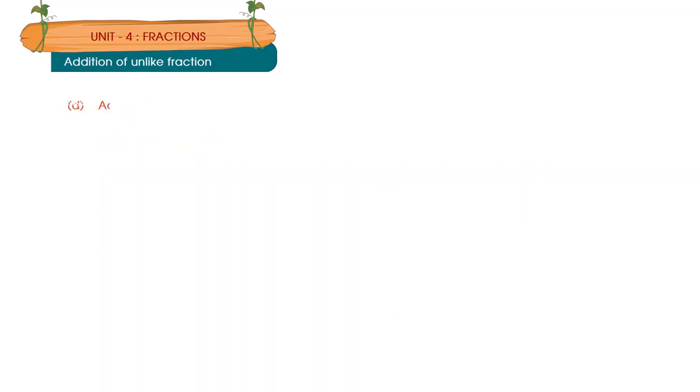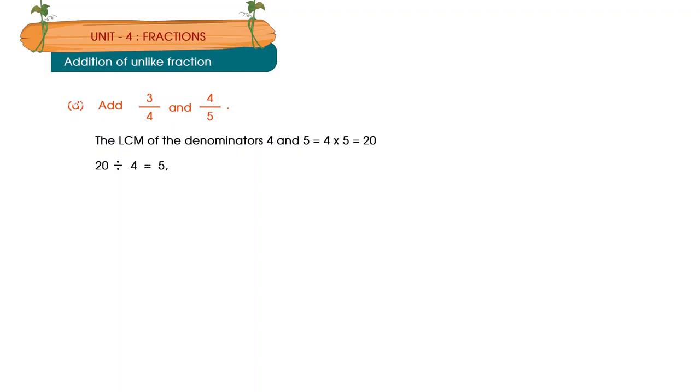D. Add 3/4 and 4/5. The LCM of the denominators 4 and 5 is equal to 4 into 5 is equal to 20. 20 divided by 4 is equal to 5. 20 divided by 5 is equal to 4. 3 into 5 by 4 into 5 is equal to 15/20. 4 into 4 by 5 into 4 is equal to 16/20.